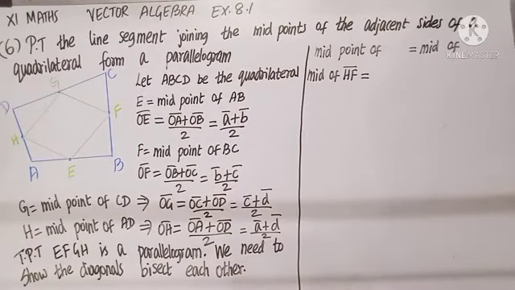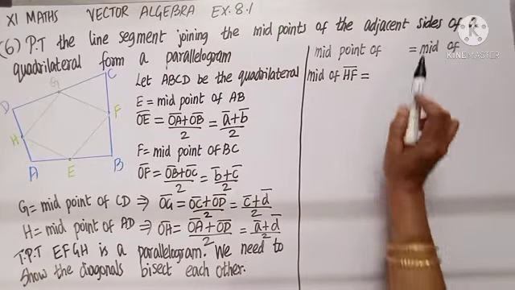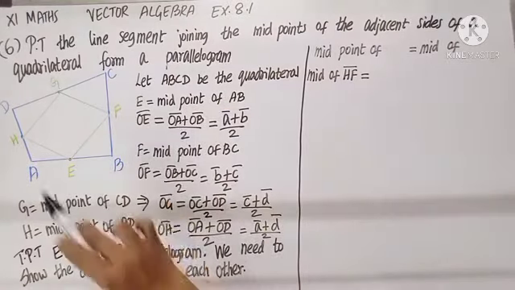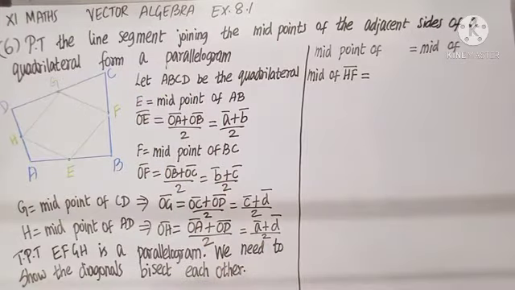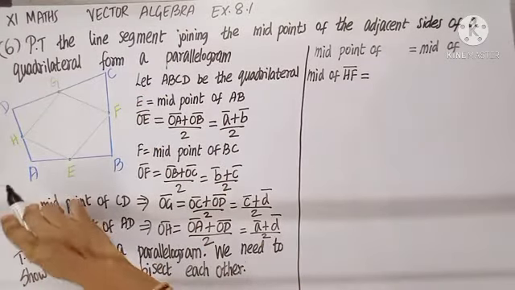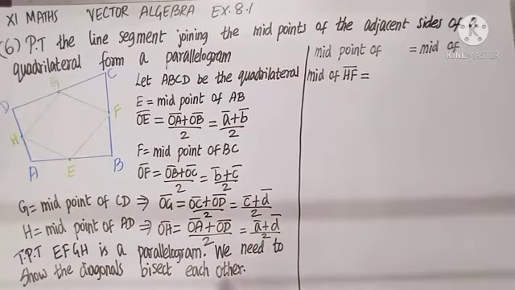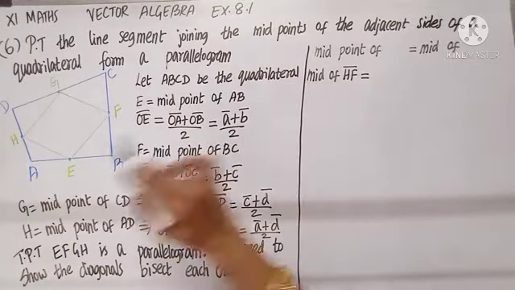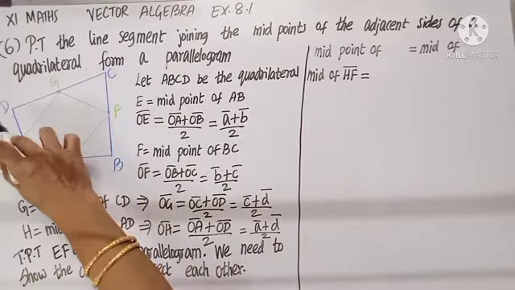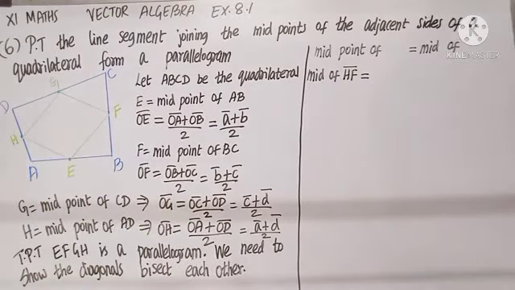Exercise 8.1, question number 6. Prove that the line segments joining the midpoints of the adjacent sides of a quadrilateral form a parallelogram. Consider ABCD to be a quadrilateral. What do you mean by a quadrilateral? A four-sided closed figure. The sides need not be equal or parallel or anything of that sort.